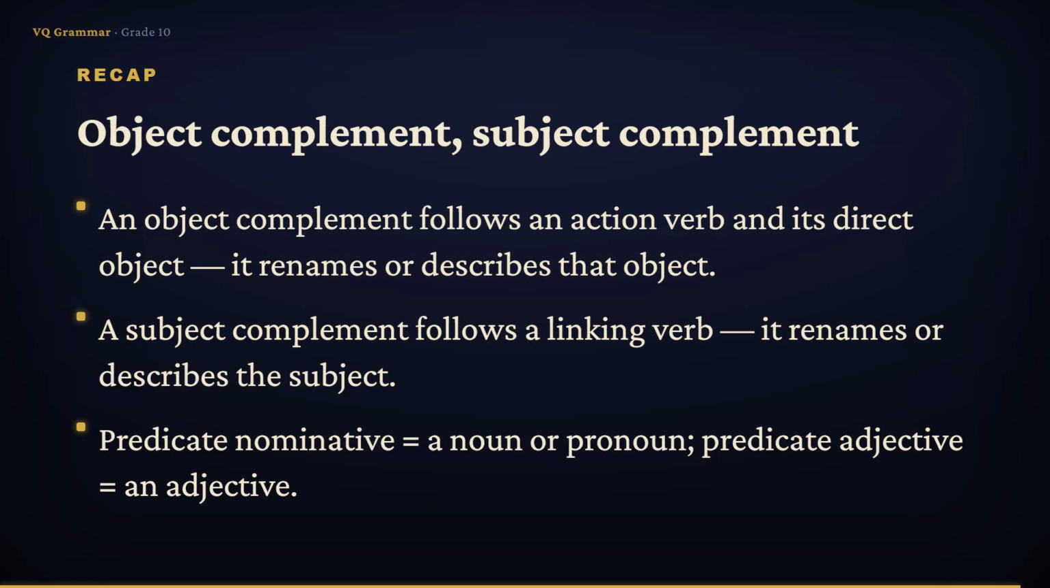And with that, Unit 2 is complete. You can now take a sentence apart piece by piece. Subject, verb, direct object, indirect object, and both complements. That's the whole skeleton. Nicely done, and I'll see you in the next unit.